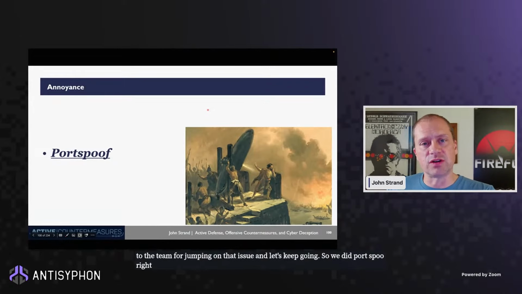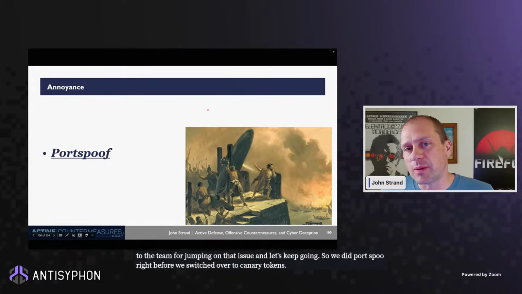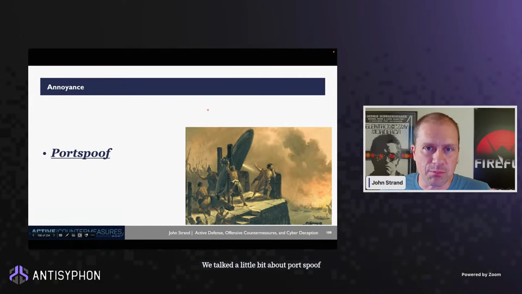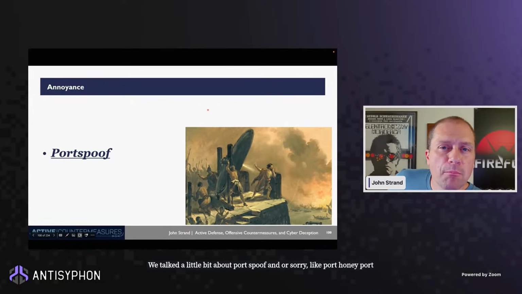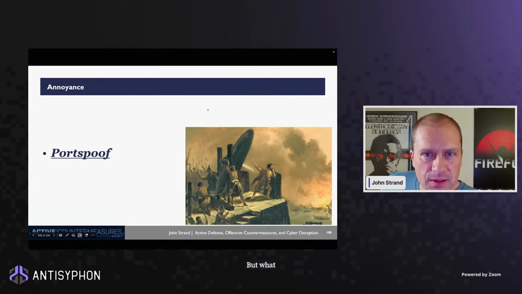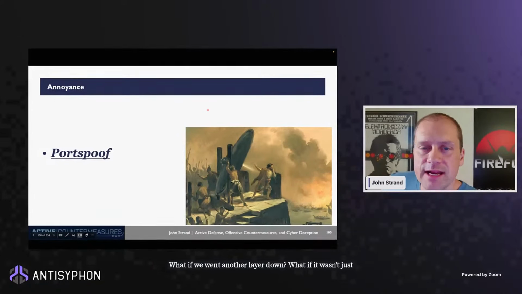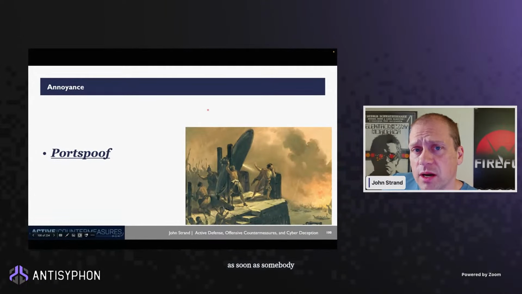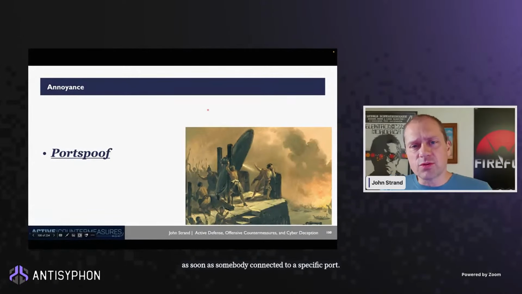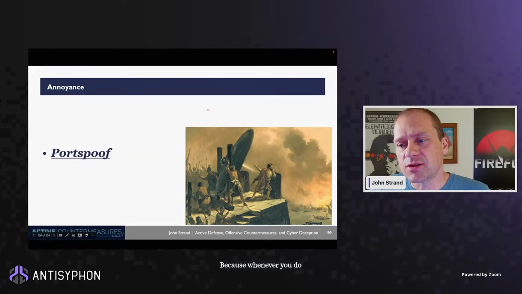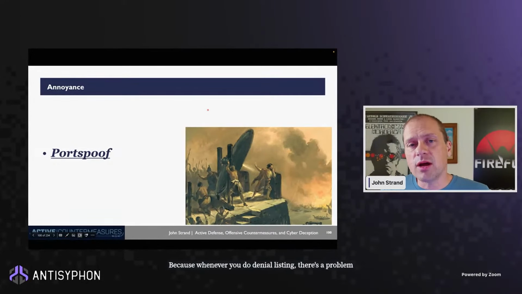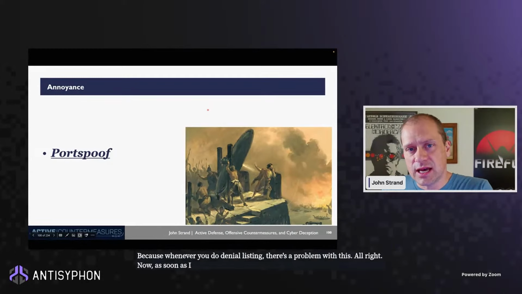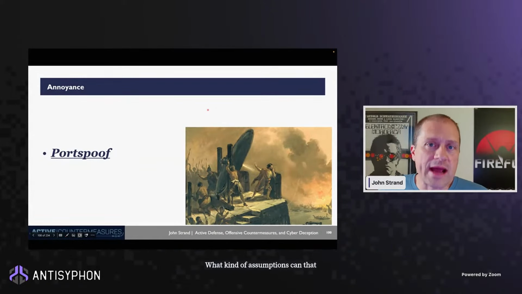Before we switched over to Canary tokens, we talked a little bit about port spoof, honeyports, and things like that. But what if we went deeper? What if we went another layer down? What if it wasn't just an issue of creating a deny list entry as soon as somebody connected to a specific port? Because whenever you do deny listing, there's a problem with this. Now, as soon as I deny list an attacker, what kind of assumptions can that attacker make right out of the gate, right?